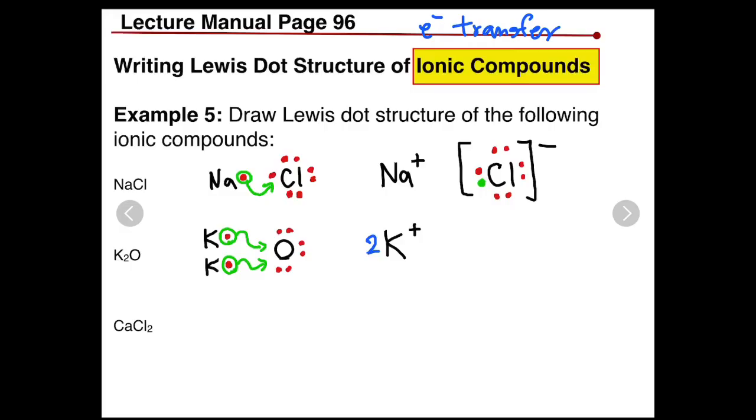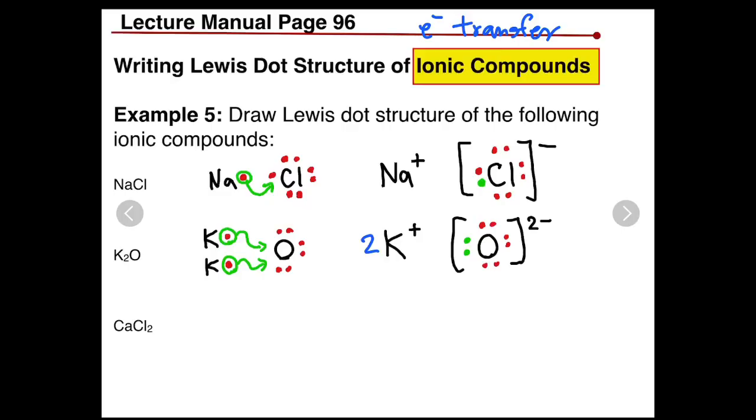And oxygen now is going to have 8 electrons around it too. So 1, 2, 3, 4, 5, 6, and then 2 more, 7, 8. Those come from potassium. And because oxygen received 2 electrons, the overall charge of the oxygen ion would be 2 minus. Don't forget to use brackets and also indicate the charge for that.